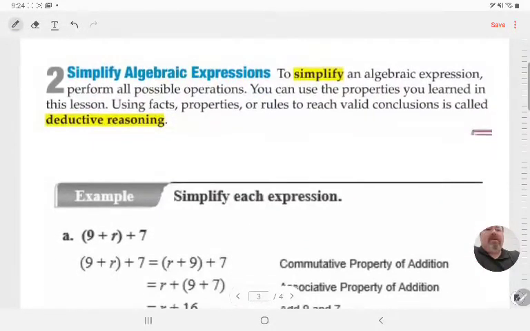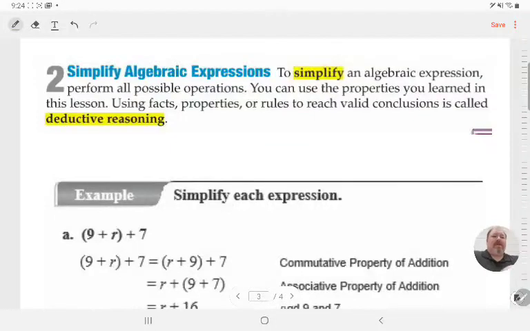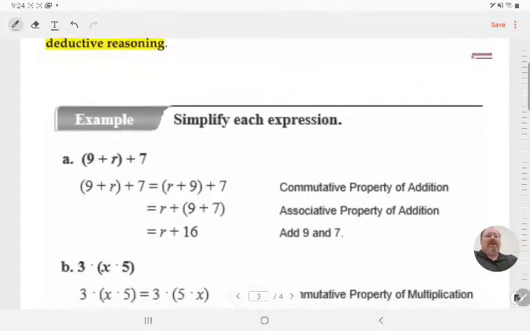All right. So simplify algebraic expressions. To simplify an algebraic expression, perform all possible operations. You can use properties you learned in this lesson. Using facts, properties, or rules to reach valid conclusions is called deductive reasoning. So let's take a look.